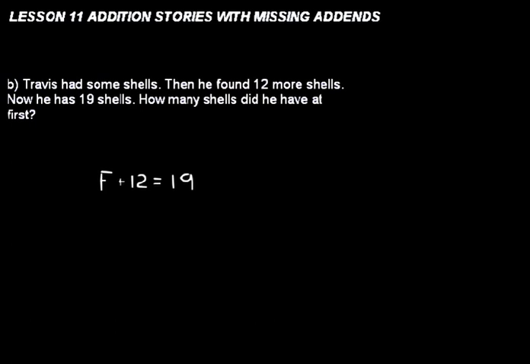To find a missing add-in, you can always do subtraction, right? 19 minus 12, that would be 7. 7 plus 12 is 19. So at first he had 7, and we could even write the word shells next to it. 7 shells. So a lot of these problems, you can just look at them and tell what the answer is, but you need to show your work. You need to write out that number sentence.